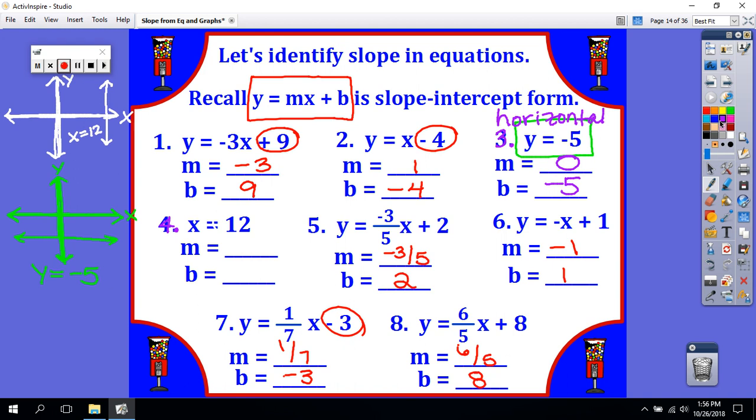All right, so let's label it. If you have x equals any number, that graph is going to be a vertical line. And what type of slope did we say vertical lines have? They have an undefined slope.